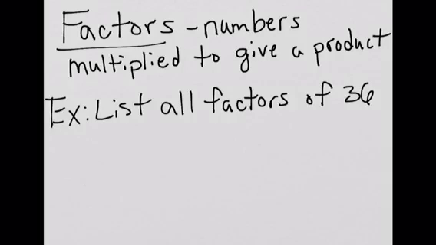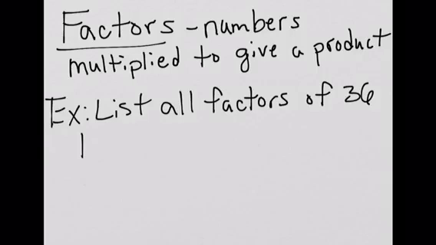Alright guys, so let's start talking about factors, and then we're going to get into prime numbers, composite numbers, and even into prime factorization. First, factors are just numbers that multiply together to give me a certain product. So if we look here at our example, we want to list all the factors of 36. So I want to list all the numbers that multiply together to give me 36.